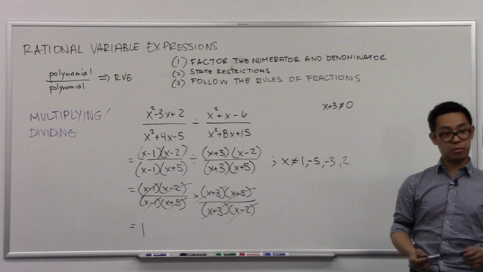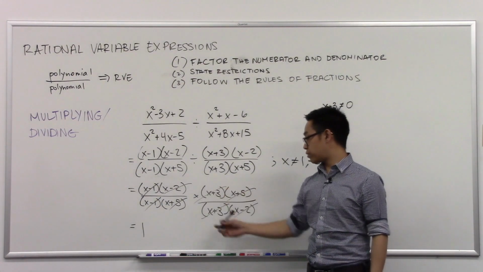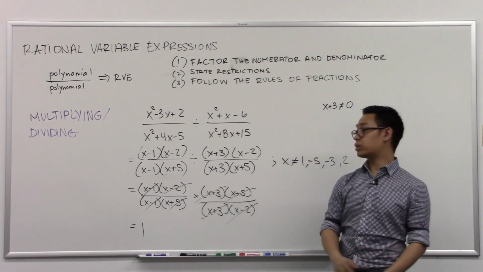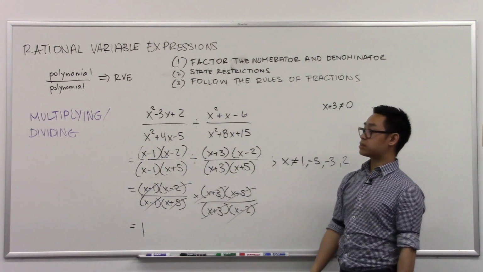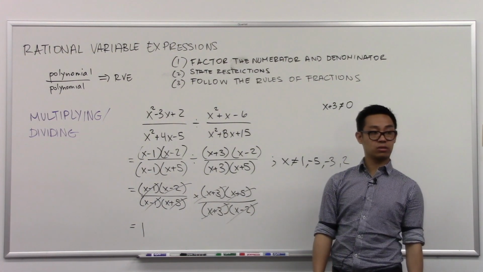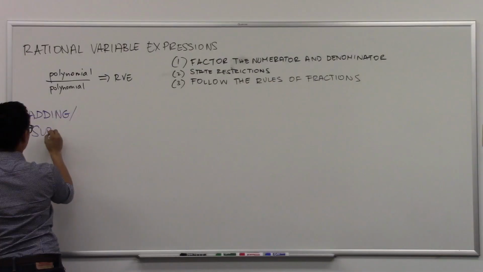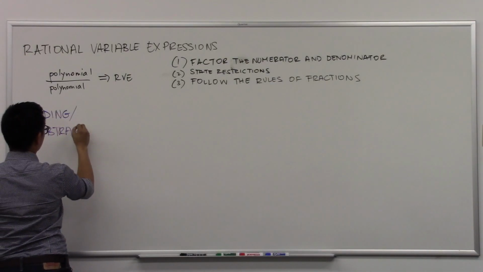No. Because when you divide these out, this divided by this is 1. When something is left blank up top, it's 1, not a 0. Okay? So that's how you multiply and divide fractions, or RVEs. This is the hardest.